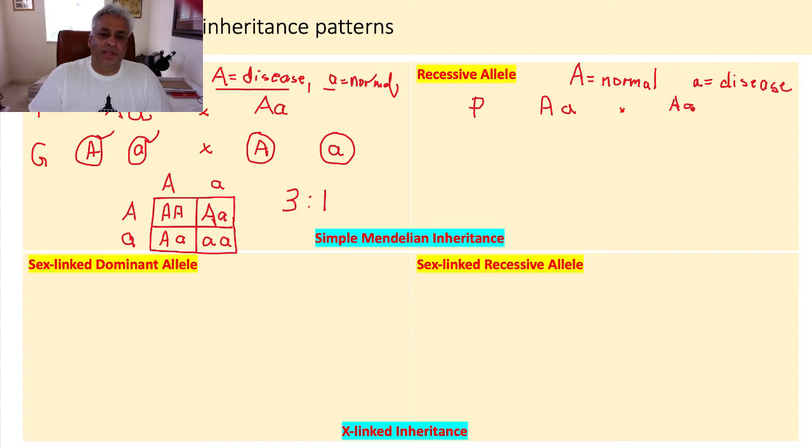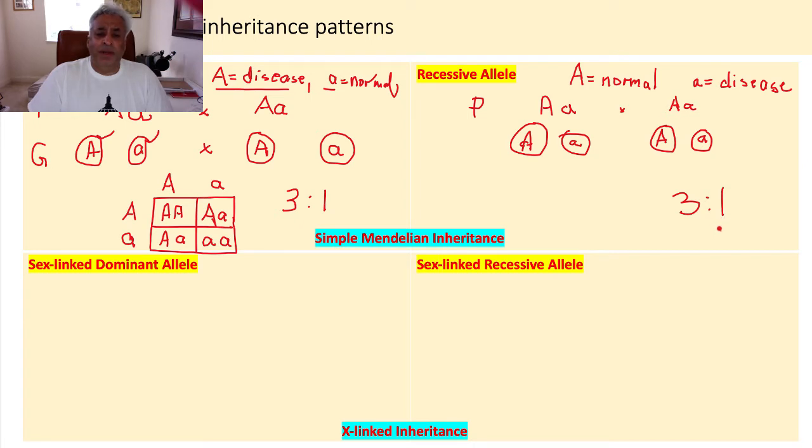And you'll see that when you get to the gametes, we have big A sperm and small a sperm. We have big A eggs and small a eggs. And then when we put the Punnett square together, the Punnett square will look exactly like that. And this time, we also get a 3-to-1 ratio of the phenotypes.